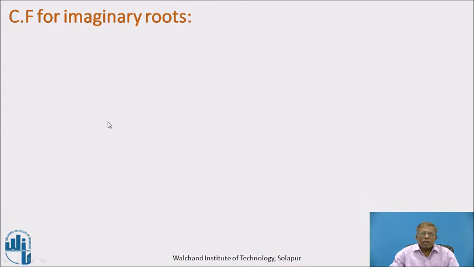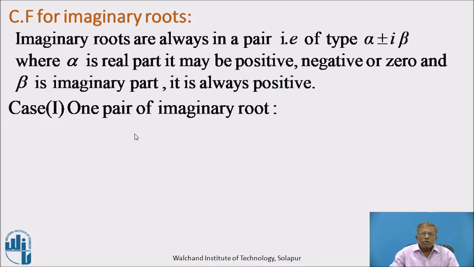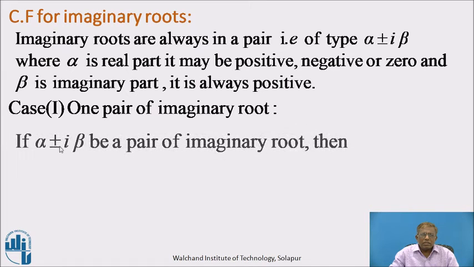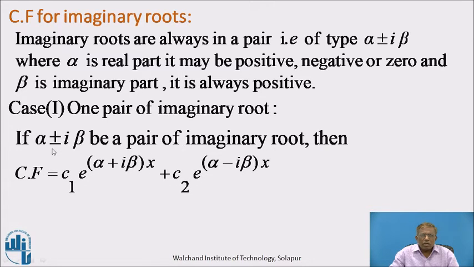Now complementary function for imaginary roots. As we know, imaginary roots are always in a pair, that is of the type alpha plus or minus i beta, where alpha is the real part, it may be positive, negative or 0, and beta is the imaginary part, it is always positive. Now rules to write CF. Case 1, one pair of imaginary roots. If alpha plus or minus i beta is a pair of imaginary roots for the auxiliary equation, then in this pair there are two complex roots alpha plus i beta and alpha minus i beta, so two constants c1 and c2 are taken.